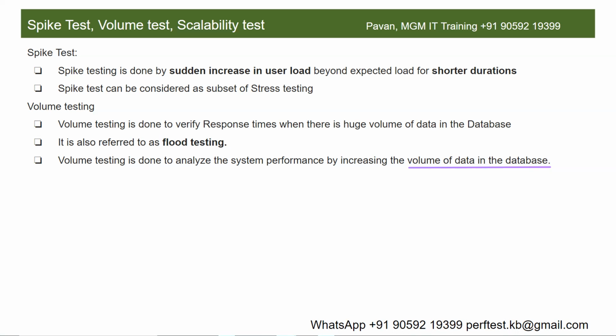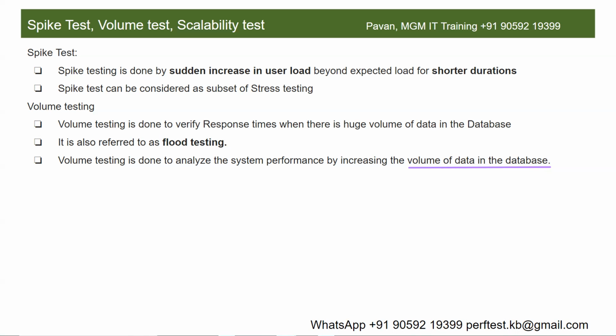And what are the consequences of not having a dedicated environment, sir? What would be the problems we may see? If we don't have a dedicated environment, then that is not proper performance testing.